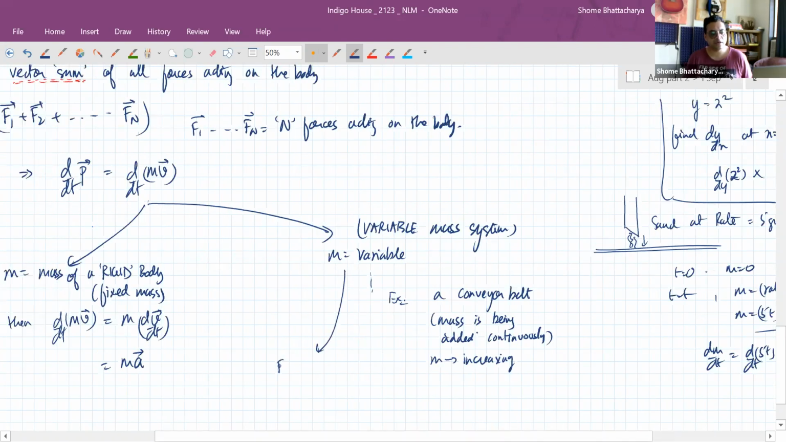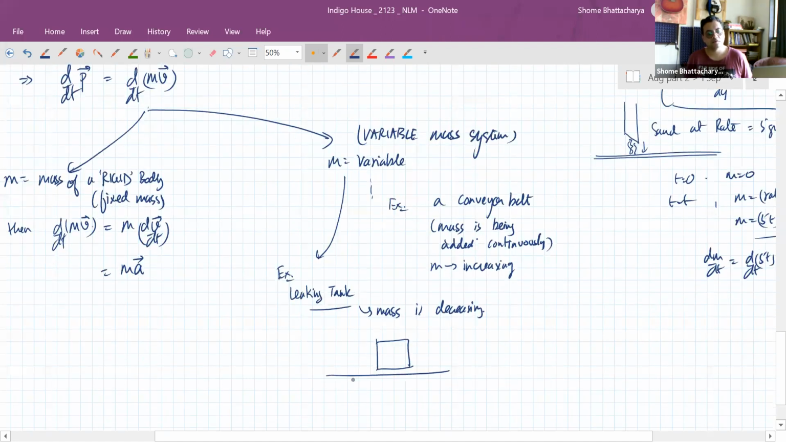So that's one example of variable mass system. Another example is you could have a situation like a leaking tank. So mass is decreasing. Let's say we have a tank on a smooth surface, and in that we have some mass of water. But somewhere there's a leakage, so mass is reducing. And then we are pushing it with some external force, and we want to apply Newton's second law. But here we will see that mass is a decreasing function of time. So it is definitely not constant.